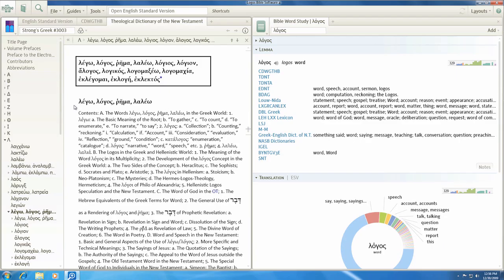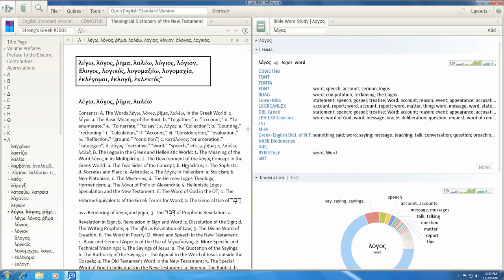And just for starters, there's a lot of Greek involved here. You'll notice that there isn't any transliteration. You'd have to be able to read this or know how to pronounce it in order to really make sense of this article. There are two key characteristics to TDNT. The first is that it looks at words in terms of their history of usage.